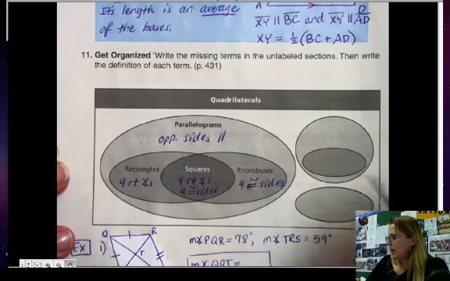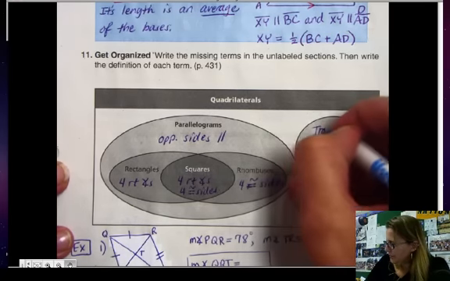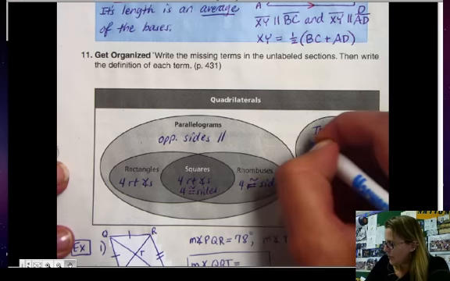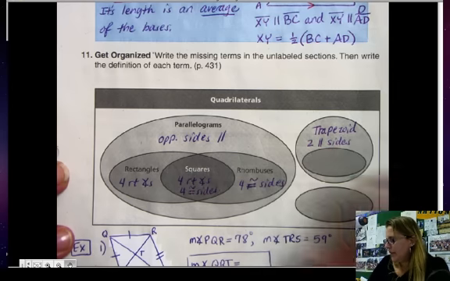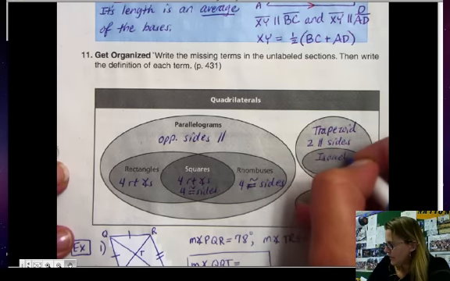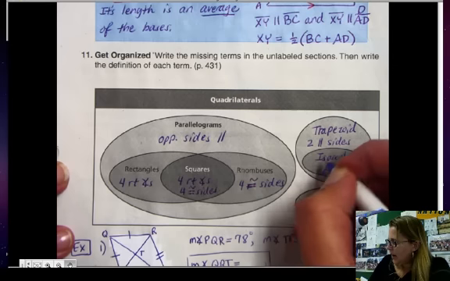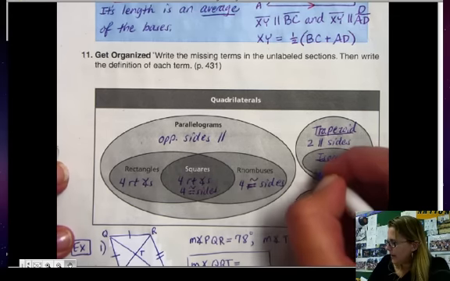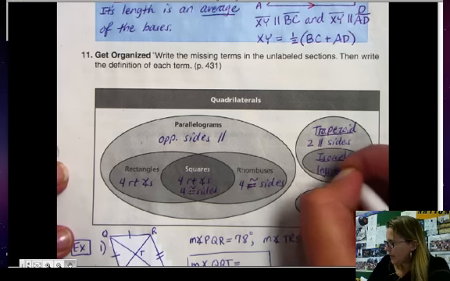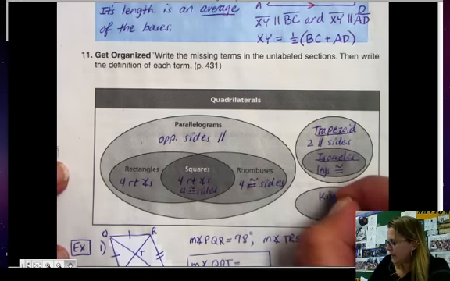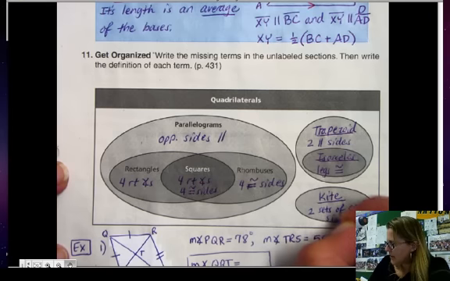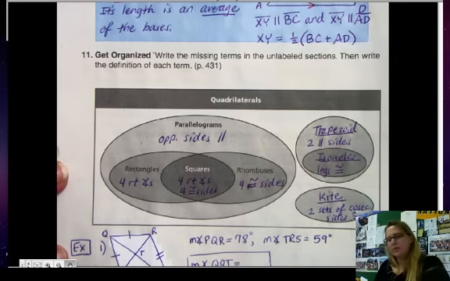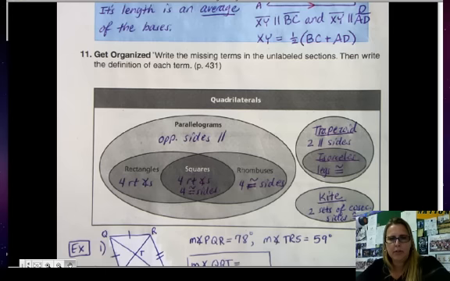Okay? We have trapezoid here, where we have 2 parallel sides only. And then we have isosceles trapezoid, where the legs are congruent. And then here we have kite, where 2 sets of consecutive sides are congruent, excuse me, not parallel. Two pairs of consecutive sides are congruent to each other.